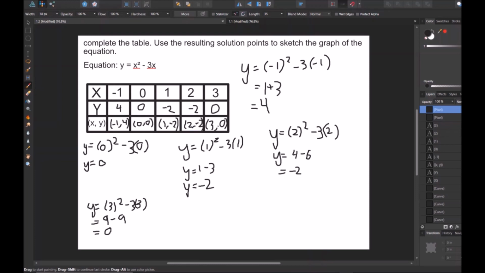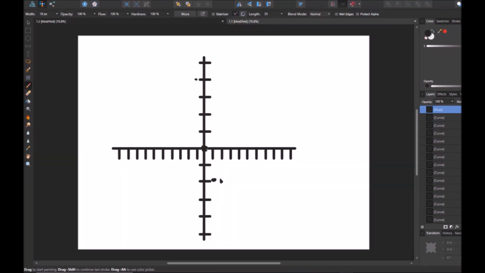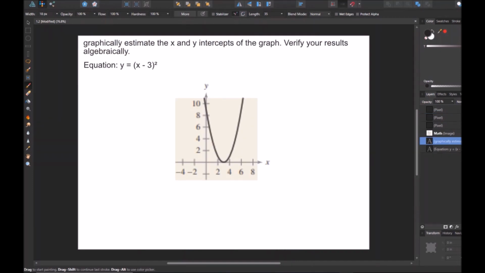And then the next point is 3, 0. So we go to the right of the origin by 3, and then we just make our graph there on the axis. So if we were sketching the graph, I would sketch something like this. And as you can see, this is an upwards facing parabola.